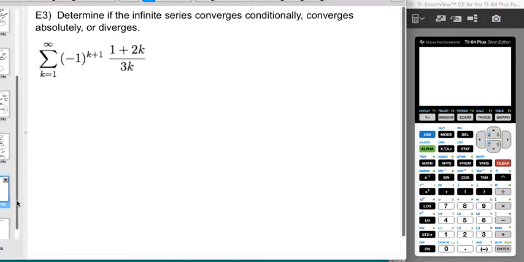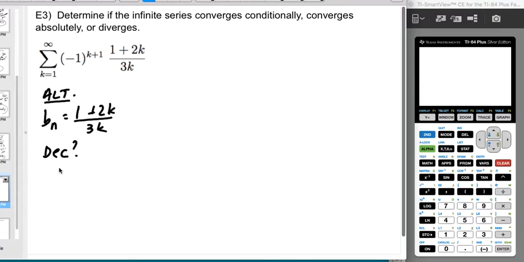All right, let's do an E3. Okay, so for this one, the answer is going to be that it diverges. So here's why. If I look at the alternating series, I would need my b sub n, which is (1 plus 2 to the k) over 3 to the n. I would need to know if that's decreasing, and I would need b sub n to be going towards 0.